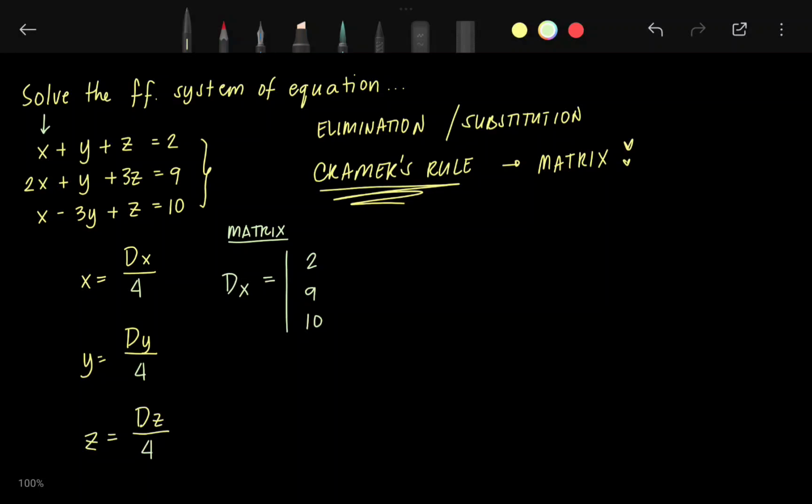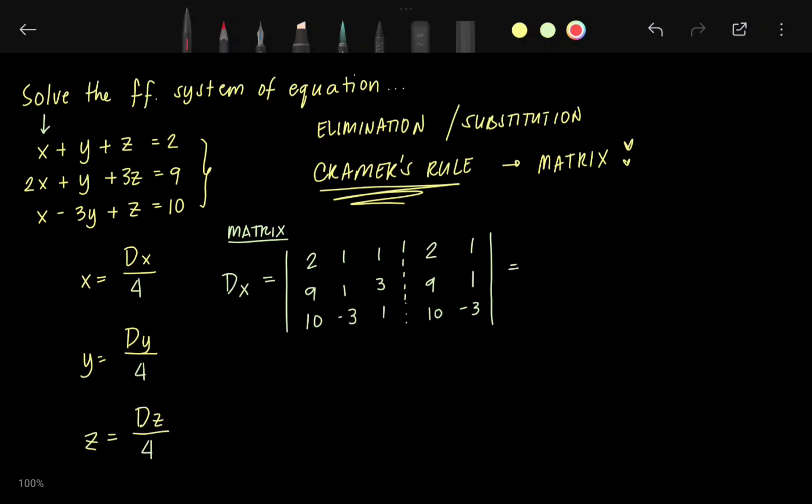Then, for y, 1, 1, negative 3. Then, 1, 3, and 1. Then, dotted line, copy the first two columns, 2, 9, 10, 1, 1, negative 3, and then, equals.